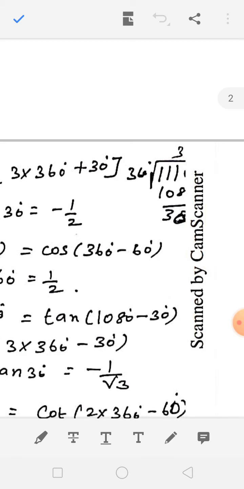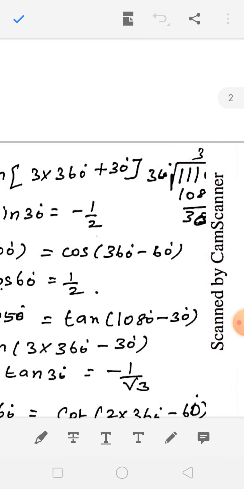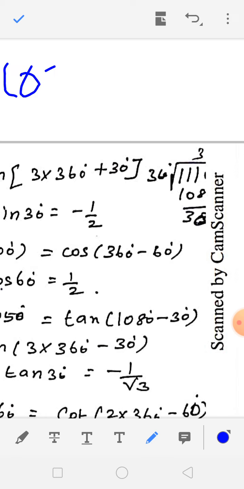So cos of 360 minus theta. Now look at that. The formula for cos of 360 minus theta is cos theta. So here cos theta means cos 60 degree, putting 60 in the place of theta. So listen, this is a property.